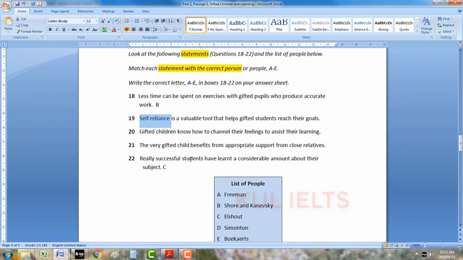Self-reliance, that means independence. Valuable tool, helps them reach their goals. How to channel their feelings. Close relatives. So it's definitely not 21, but it's not about feelings. This word self-reliance and independence. You rely on yourself, you depend on yourself. Rely and depend are very good synonyms that you must remember. So I would definitely go with that. 19 is Simonton.